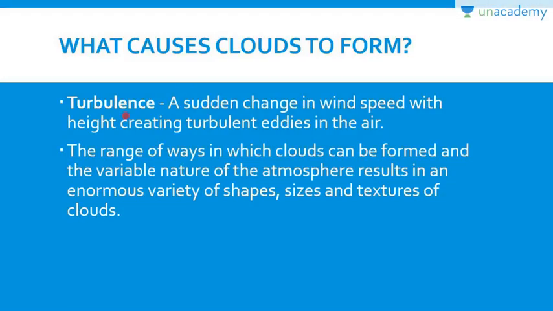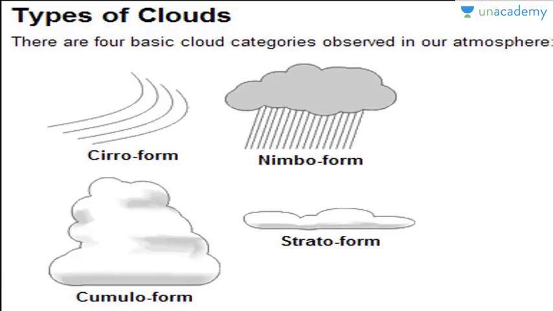The fifth factor is turbulence. Now, if there is a sudden change in wind speed with height, right, it creates turbulent eddies in air. Now, this happens when there are tropical cyclone conditions, right? And these are the different factors which may lead to different types, different shapes, different sizes, and textures of cloud, right? So, we'll discuss the different types of cloud.